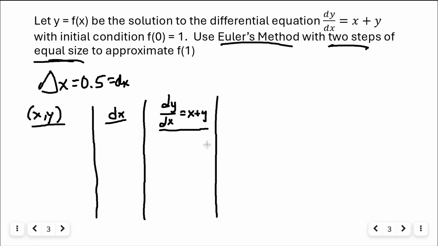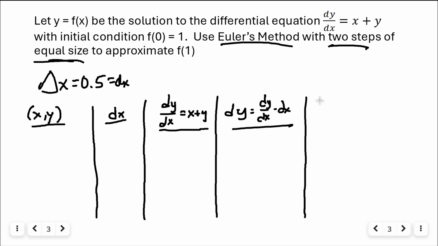All right, we're actually going to calculate that value using our initial condition. Then from there, I'm going to calculate dy by taking dy/dx and multiplying by dx. Think about it: dy/dx times dx is dy. And then finally, I'm going to take my point x and add to it the change in x, and take y and add the change in y. Then I'm going to start the process all over again. All right? Let's see how this works in practice.